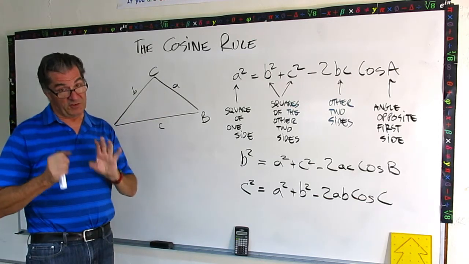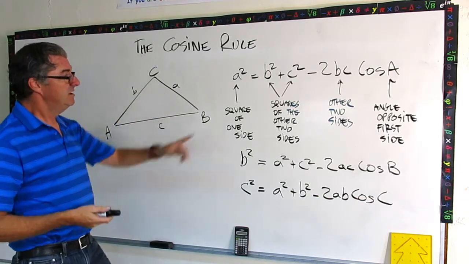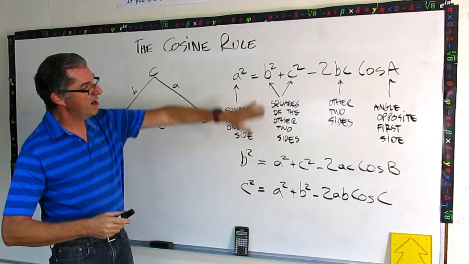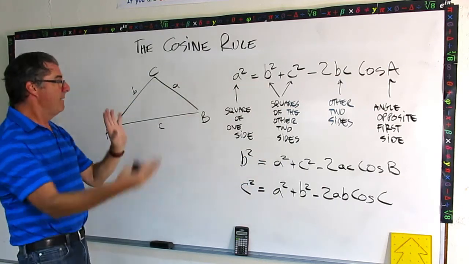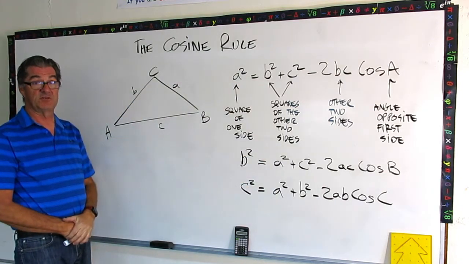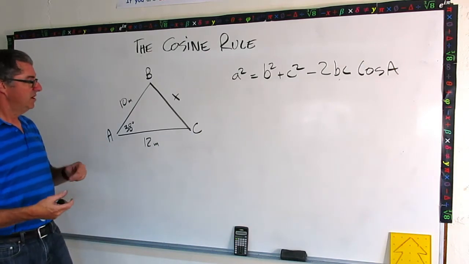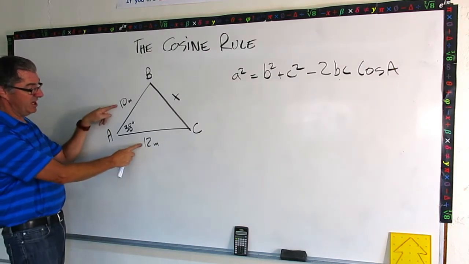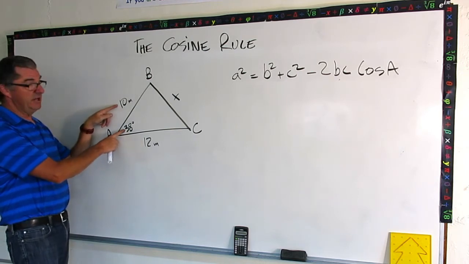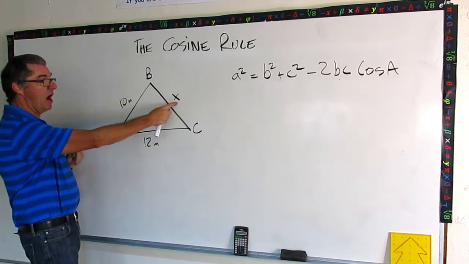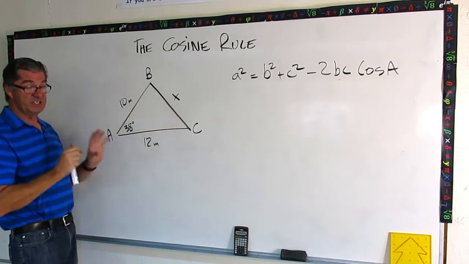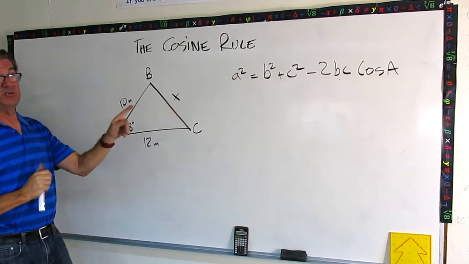One of the tricks for these problems is to figure out which piece goes where, which of these formulas you need, based on what you've been given in the triangle. Okay, here's an example problem. And check this out. You're given two sides and the included angle, and you're asked to find the side opposite of that. This is when you need to use the cosine rule.